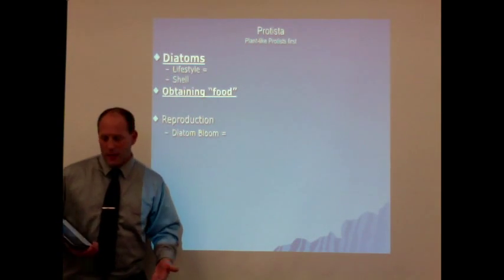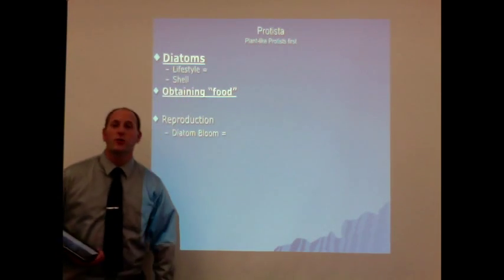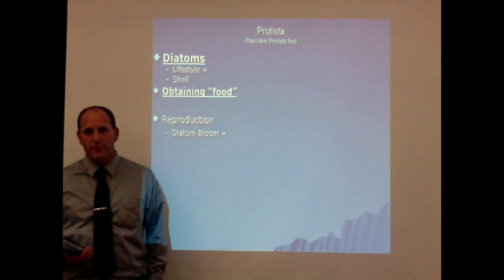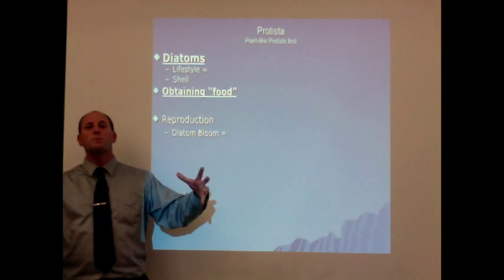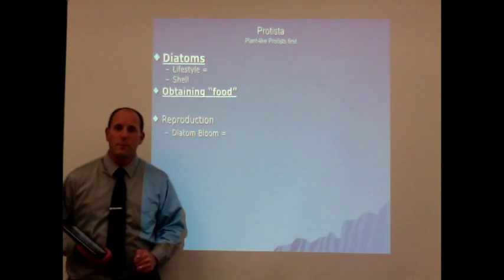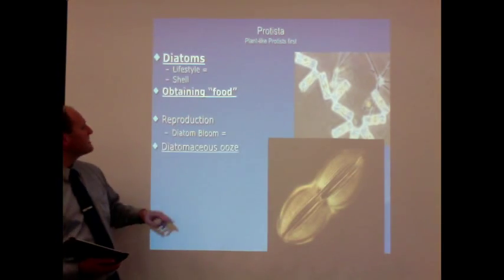start to die off. And when they die off, the shells, that silica, is going to sink down to the bottom of the ocean. Sometimes it's very deep, sometimes it's not so deep. When it sinks down to the bottom of the ocean in these huge mass quantities from this diatom bloom, it creates an area called diatomaceous ooze.